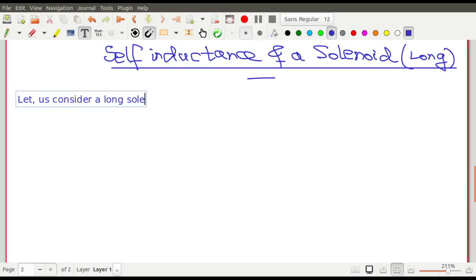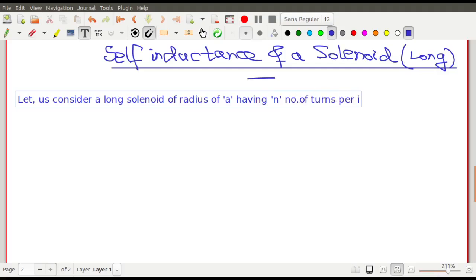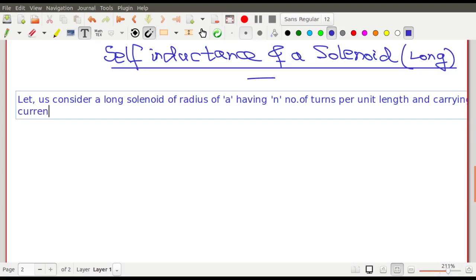Let us consider a long solenoid of radius a, having small n number of turns per unit length and carrying current I.